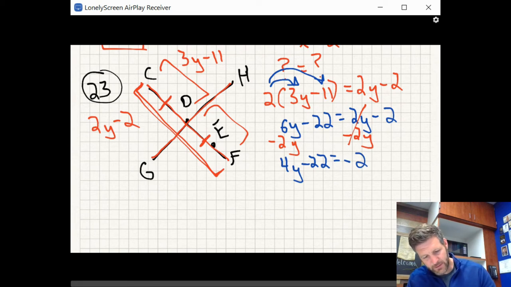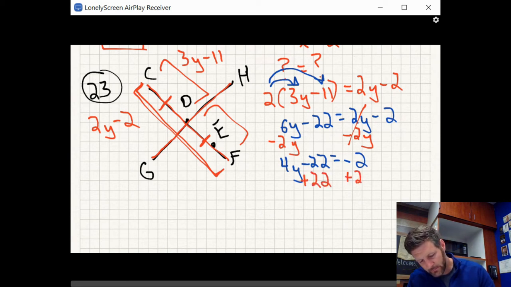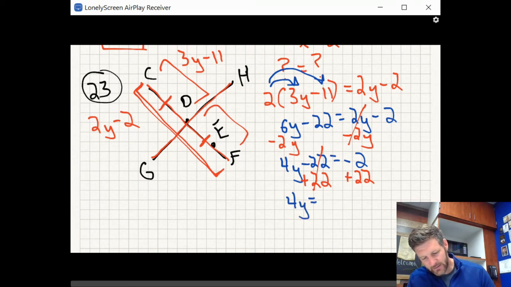Now let's do the same thing with that constant. I need to get rid of this negative 22. What's the opposite of negative 22? Positive, or adding 22. And again, that's key because that cancels it out. So we get 4y equals negative 2 plus 22. That's just 20.